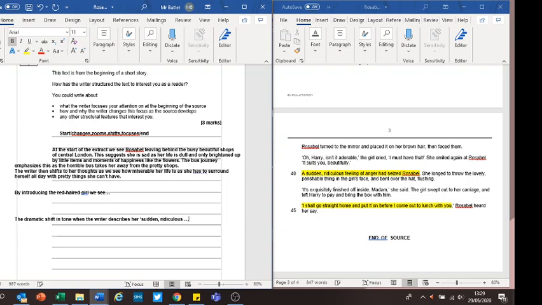And I'm going to do what I taught you. You can miss out words if you use the ellipsis. Illustrates. And what about her? Illustrates Rosabel's frustration, unhappiness, etc. And then always mention the last line.